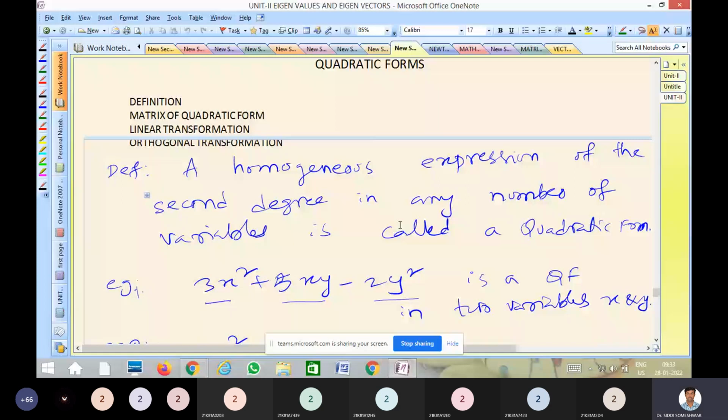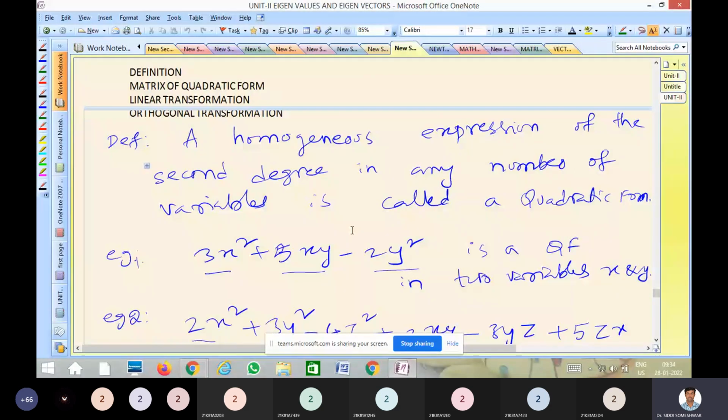Right. So here, what is quadratic form? A homogeneous expression of the second degree in any number of variables is called quadratic form. We can write a quadratic form in 2 variables, 3 variables, and so on and so forth. 3x squared plus 5xy minus 2y squared is an example of a quadratic form, which is a homogeneous expression of second degree in 2 variables x and y.